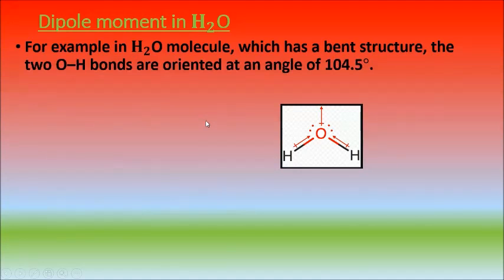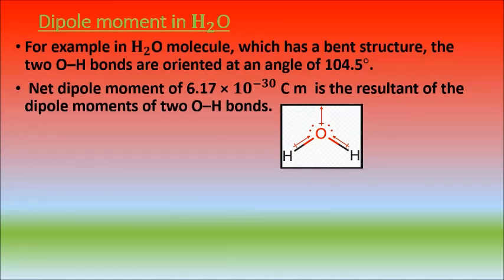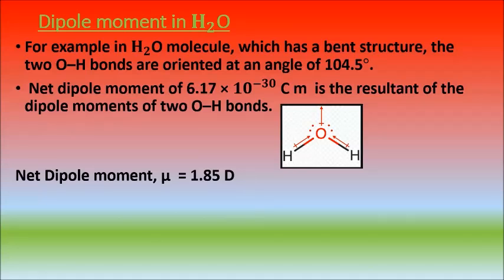Right? And this water molecule has a bent structure. The two OH bonds are oriented at an angle of 104.5 degree. The net dipole moment of 6.17 into 10 raised to minus 30 coulomb meter is the resultant of the dipole moments of two OH bonds. Both the OH bonds' resultant dipole moment is 6.17 into 10 raised to minus 30 coulomb meter. The net dipole moment mu is given as 1.85 D.